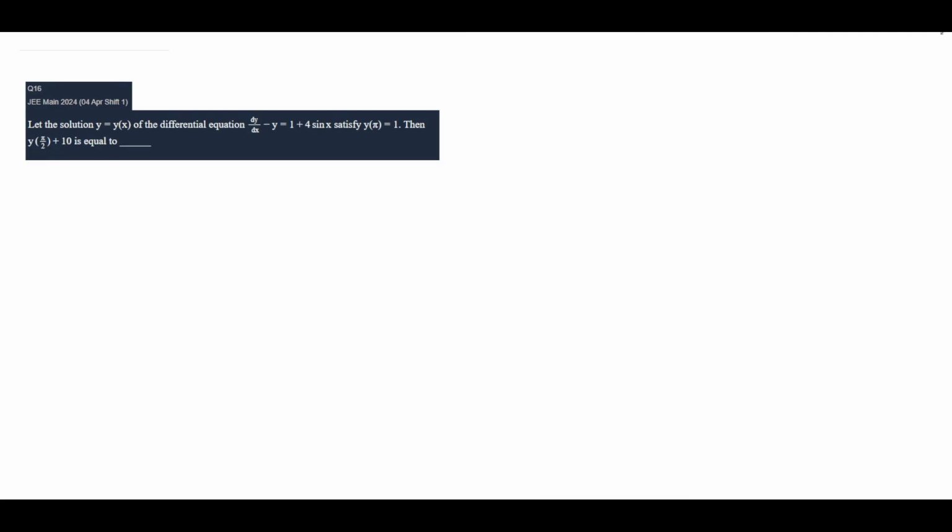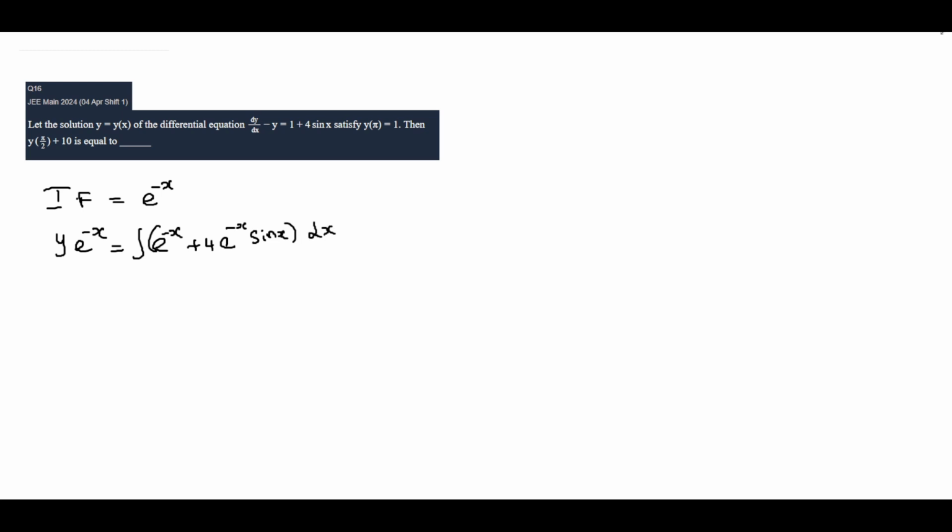Next one, dy by dx minus y. So we know the integrating factor, directly I have to write integrating factor equal to e power minus x. So the general solution is y into e power minus x equal to integral of e power minus x plus 4 times e power minus x sin x into dx.